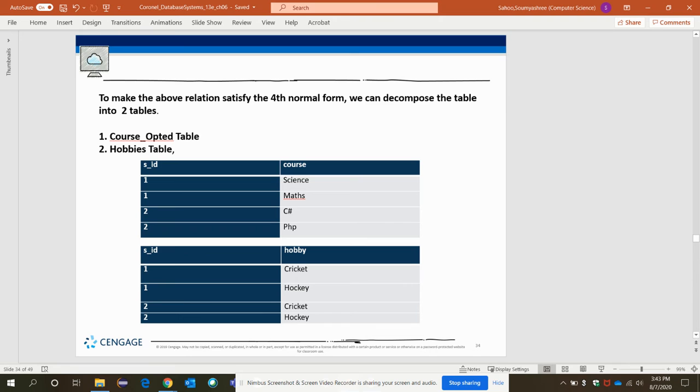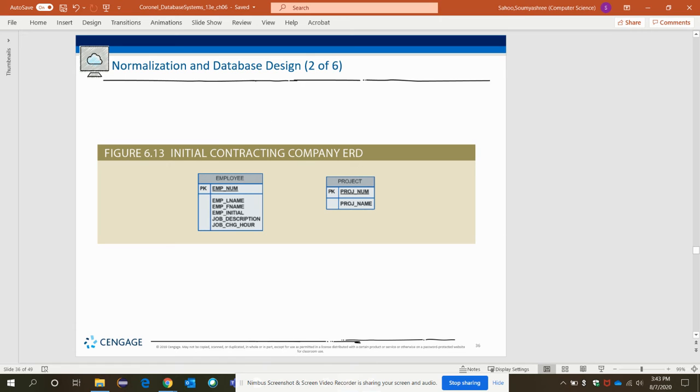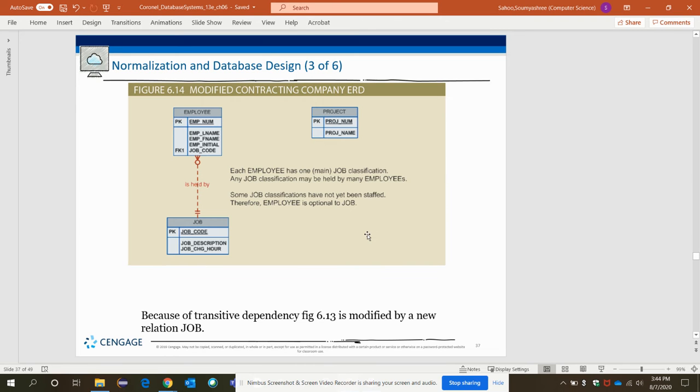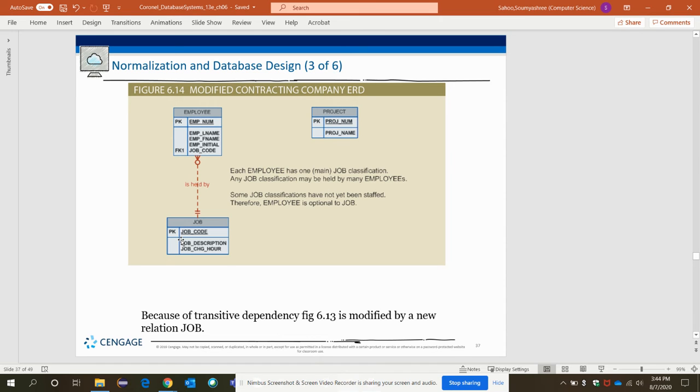So what's next? Next we need to see some practical database design using normalization. Let's start with an initial contracting company ERD. This is a picture of two entities, employee and project, and the primary keys are also defined. Another entity comes into the picture, that is job.